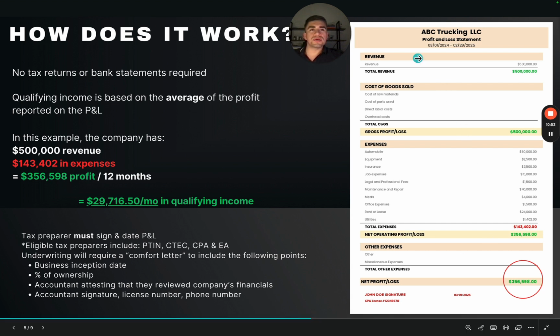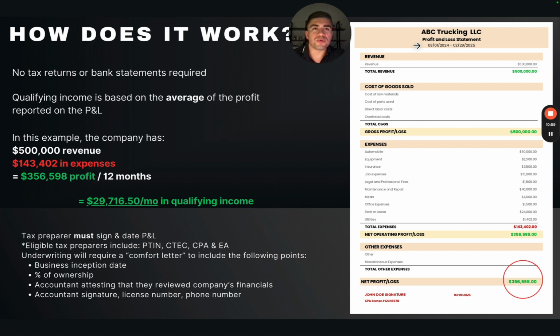And just to specify here before we move on, the P&L does have to be a trailing 12-month P&L. So you'll see in this case, the P&L goes back to March of last year, March 2024, and it's up through February of this year. Okay, so that's 12 months.